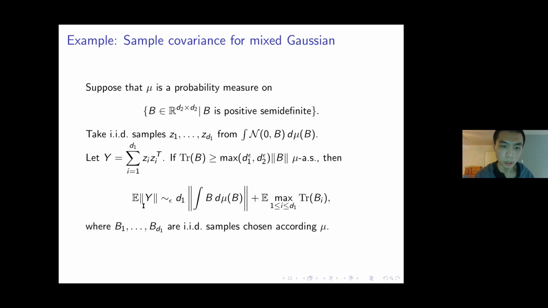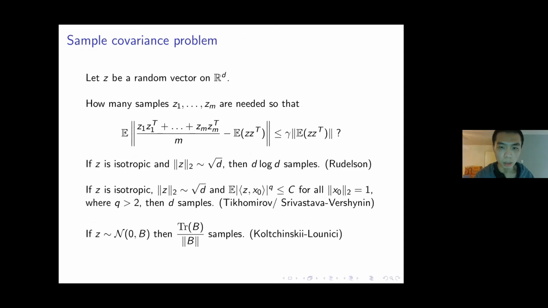Now, this is only the expected spectral norm of the sample covariance, but what about the error between the sample covariance and the covariance matrix? Well, we're going to study this.